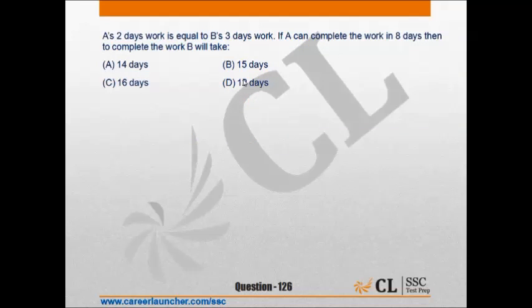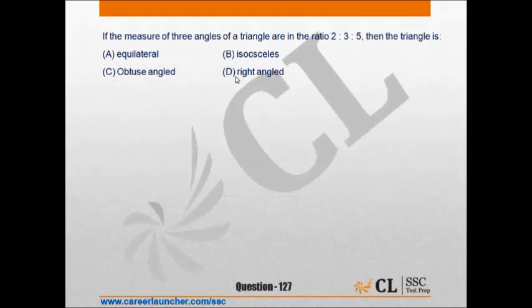The next question is, A's 2-day work is equal to B's 3-day work. If A can complete the work in 8 days, then to complete the work B will take. As A's 2-day work is equal to 3 days work of B, therefore, if A completes the work in 8 days, clearly B will complete the work in 12 days. So our correct option is option D.